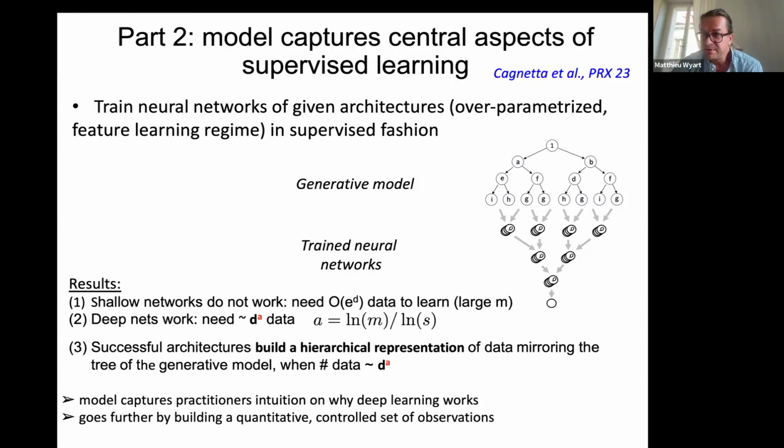So I would say that this model does capture the intuition that practitioners have, that deep learning is successful because you build a hierarchical representation, but you can start putting numbers on this notion.